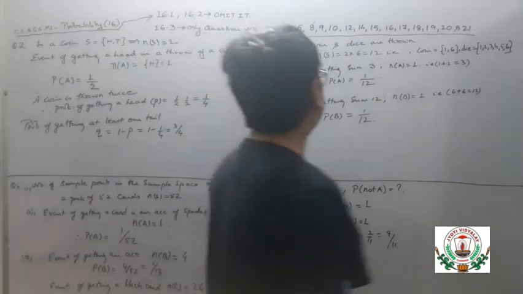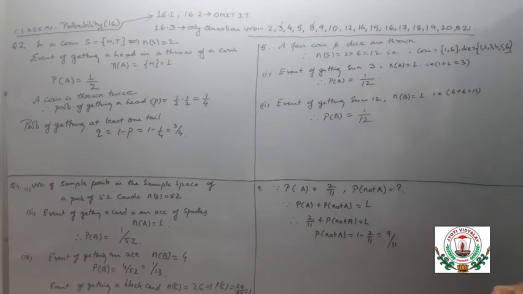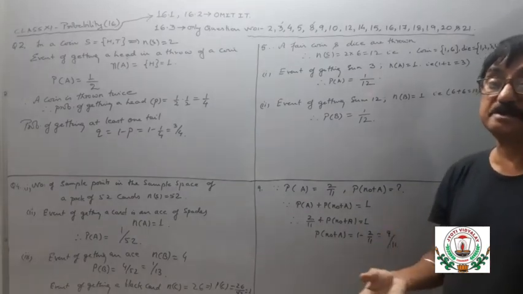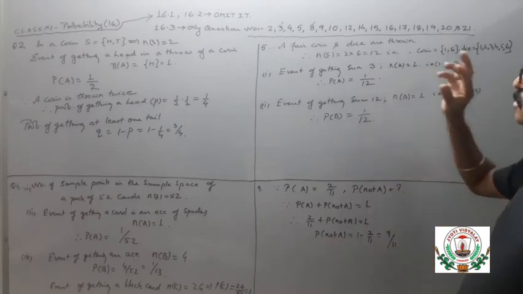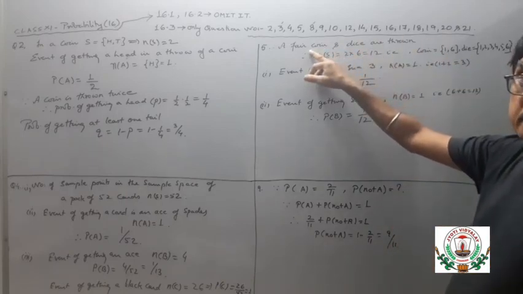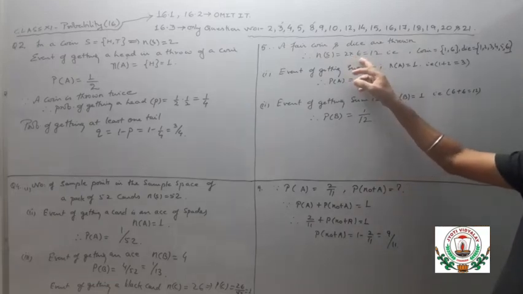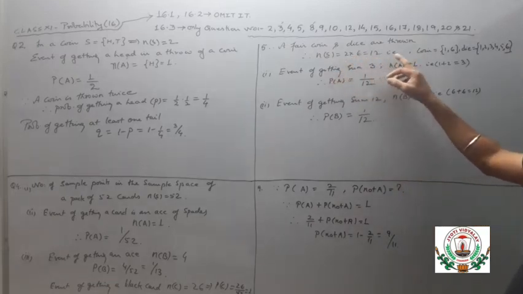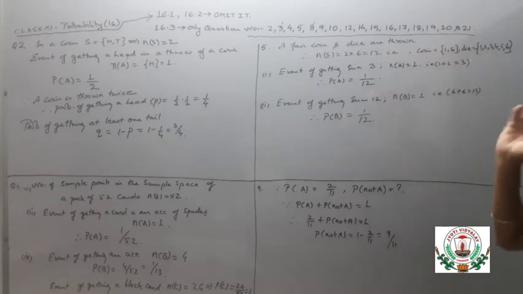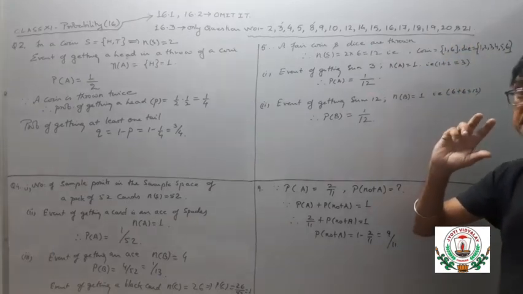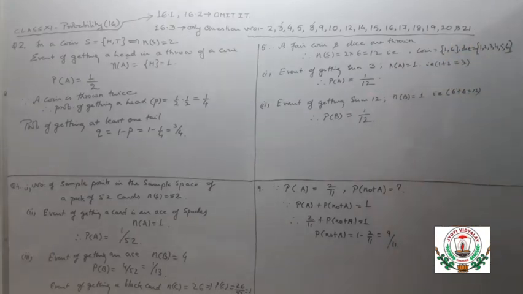Now question number 5. A fair coin and a dice. A fair coin is tossed and a dice is rolled at a time. तो coin में हमारे पास 2 outcomes possible हैं. Dice में हमारे पास 6 है. So 2 into 6 sample points हो जाएंगे 12. That is coin. अब इसमें दिया हुआ है coin में हमारे पास एक तरफ लिखा हुआ है 1 और दूसरे फेस में लिखा हुआ है 6. So 1 and 6 only. We are taking 2 numbers.